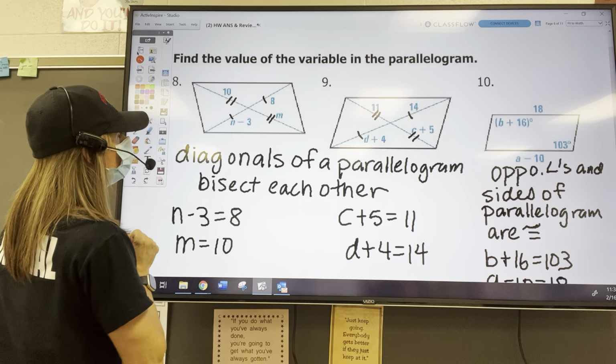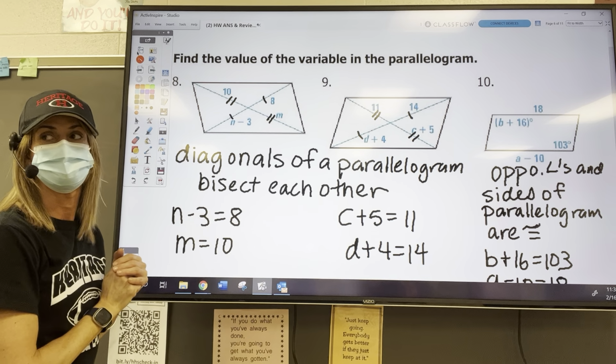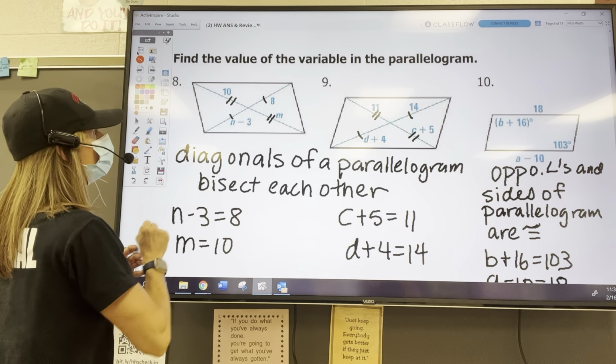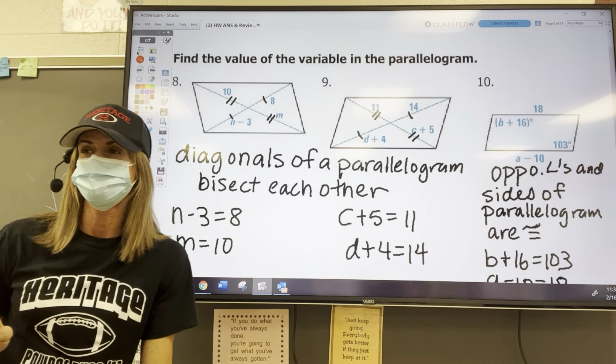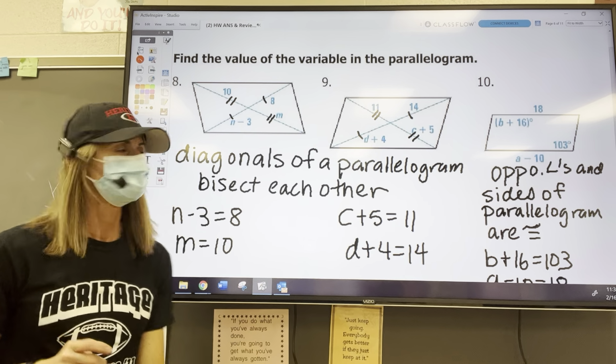So 8 should equal n minus 3. And m should equal 10. Are we good? I think you can solve those equations.